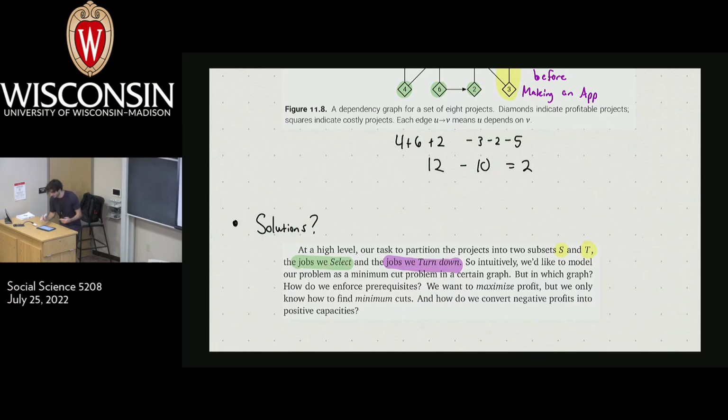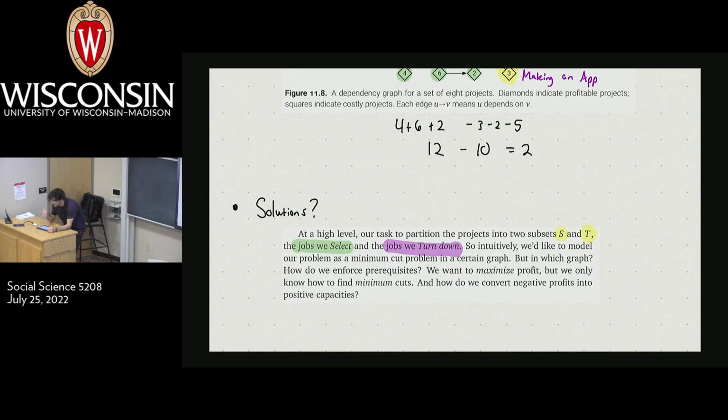So this is the idea we want to do. Pick some subset of jobs that we want to do and pick some that we turn down. And so we're modeling this as an ST-cut problem. So we're modeling this as computing an ST-cut. The only problem is we can only solve for minimum cuts, but we kind of want like a maximum cut, right? We want to maximize our profit.